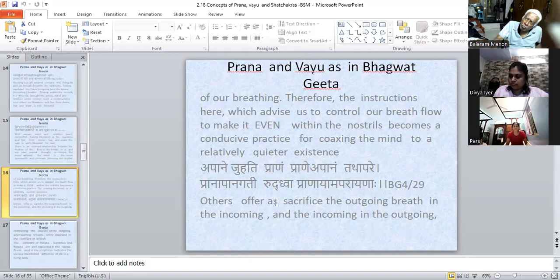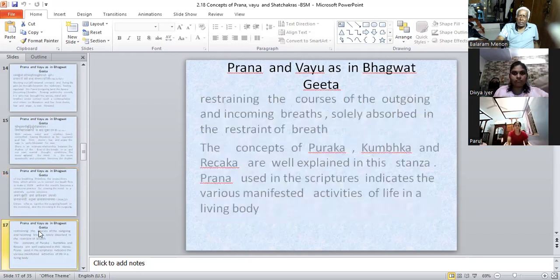They have not mentioned the word Kumbha. They have mentioned Ruddhva. Got the point? Any difficulty? The concept of Puraka, Kumbhaka, and Rechaka is well explained in this stanza. Prana used in the scripture indicates the various manifested activities of life in the living body.